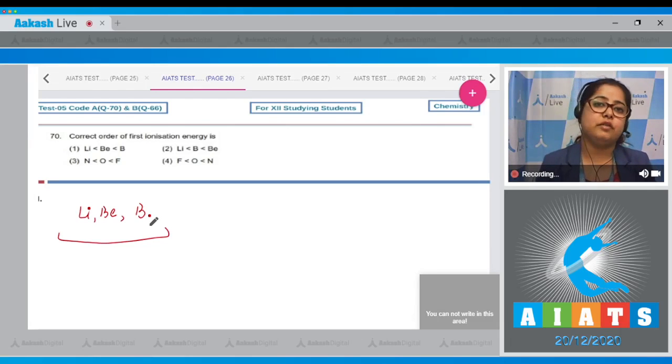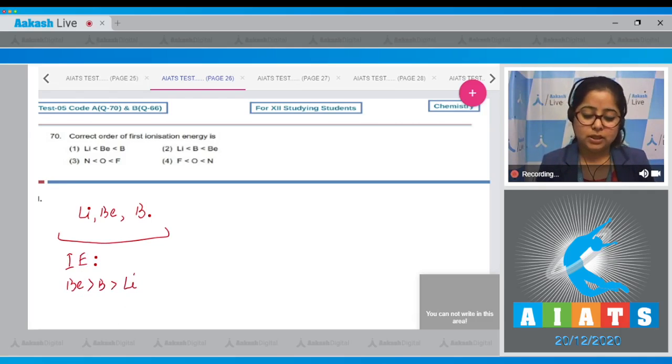boron, because in case of beryllium, the electron is removed from stable or completely filled 2s subshell, which is difficult. As a result, the ionization enthalpy of beryllium is more than that of boron, and which is obviously more than that of lithium. That means the correct order is represented in option number 2.